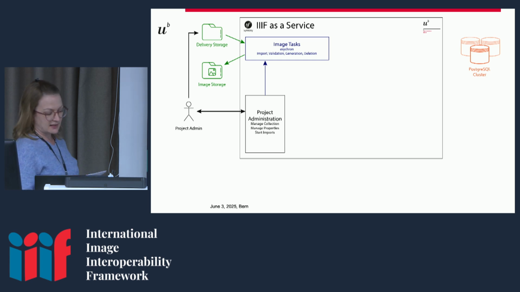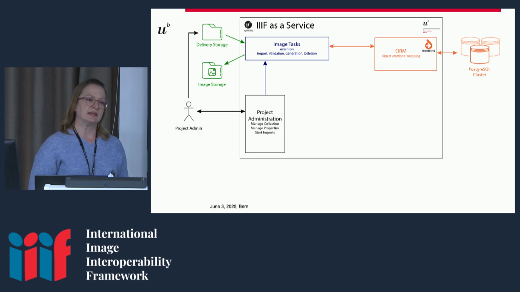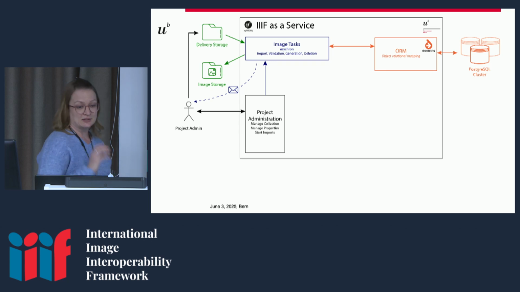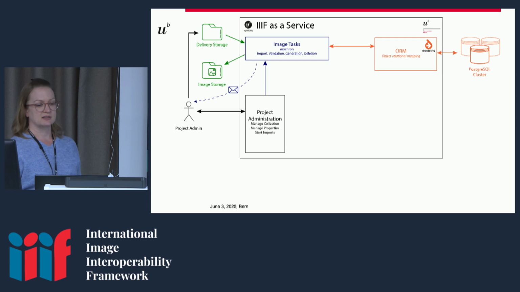This automated asynchronous task processing system takes the images out of the delivery storage, validates them, and then generates them in different sizes on the image storage. Every other piece of information about the images is stored directly in the database on the right side. Between them we use an ORM, which forms an interface between our application and the database to make the exchange of information easier. And finally, as soon as a task is processed, the users get feedback per email about whether it was successful or not. If not, it contains some error messages so they know what went wrong.